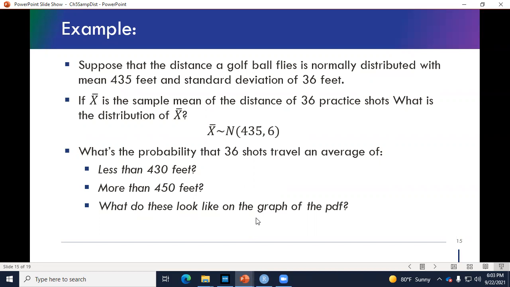And what does this look like on the graph of the PDF? I believe I have this. You put P norm parentheses 430, 435, 6, right? P norm is for the CDF. When it's asking for less than, P norm is for the CDF. I think I have the code here. And when you do more than something, you have to do 1 minus the probability of less than.